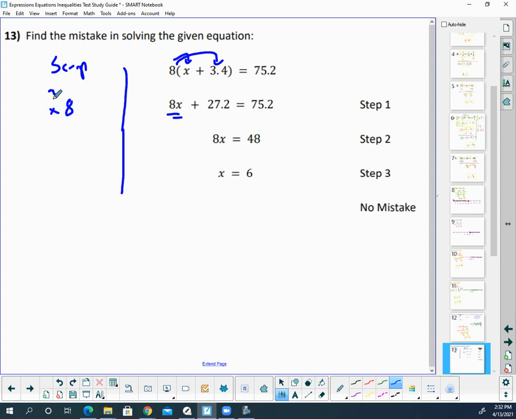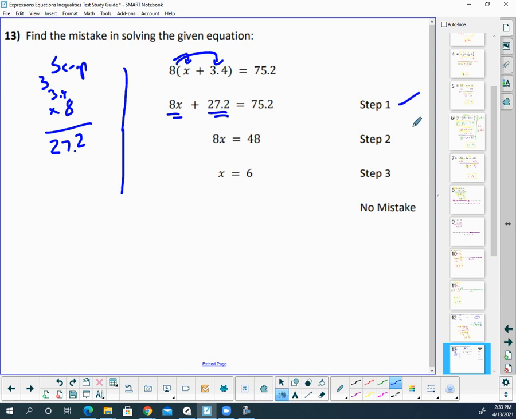8 times 3.4. 8 times 4 is 32. Carry the 3. 8 times 3 is 24 plus 3 is 27. Move 1 decimal over because of counting decimals. There's 1 here, none here. So that's 27.2. So this is plus 27.2 equals 75.2.